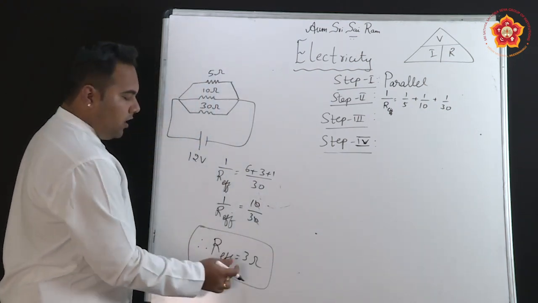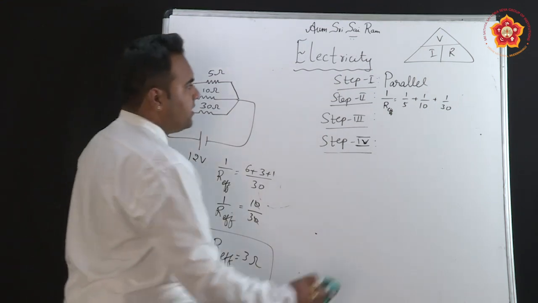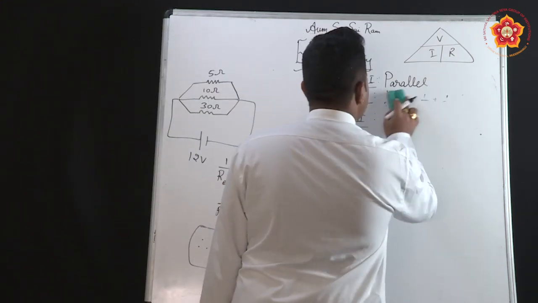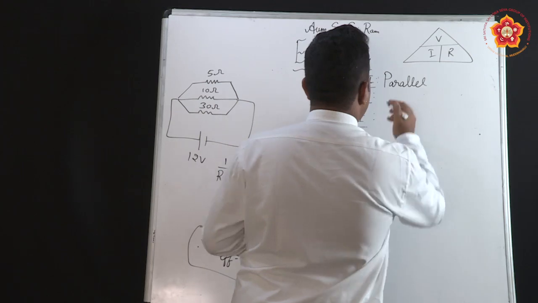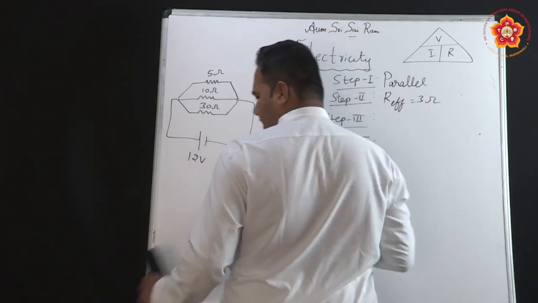So, the overall effective resistance, once we calculate in parallel, we get the effective resistance as 3 ohms. So, R effective is calculated as 3 ohms.